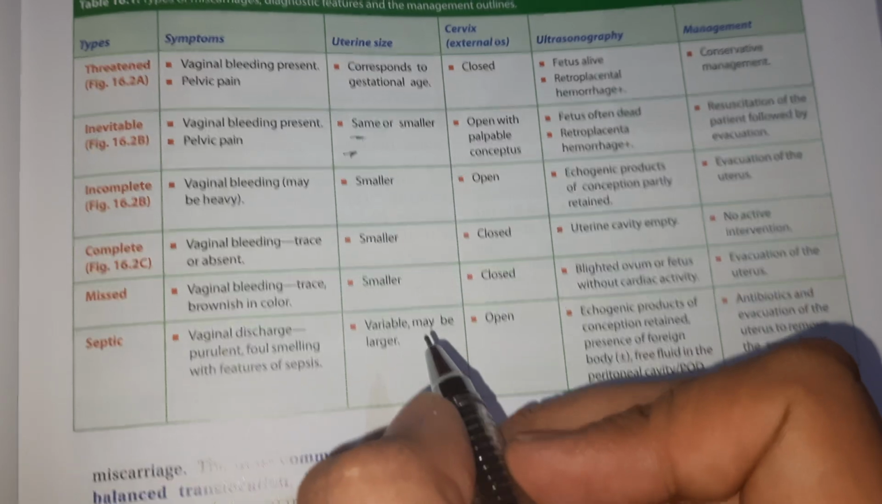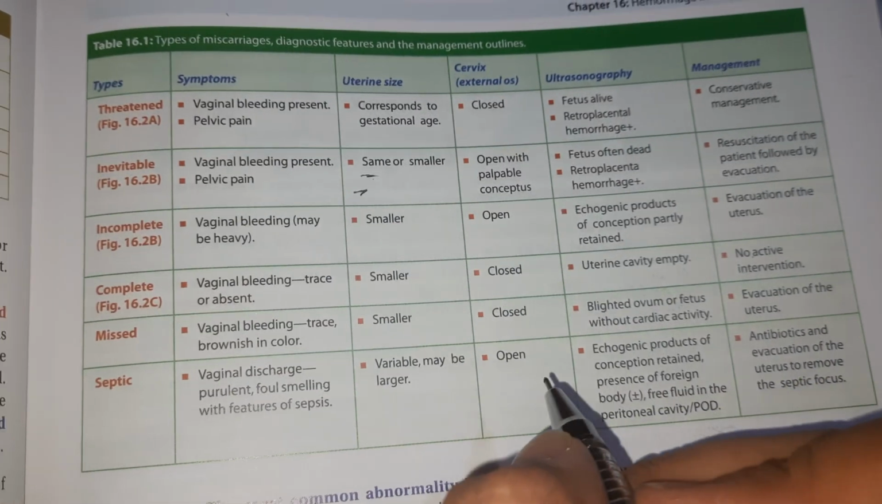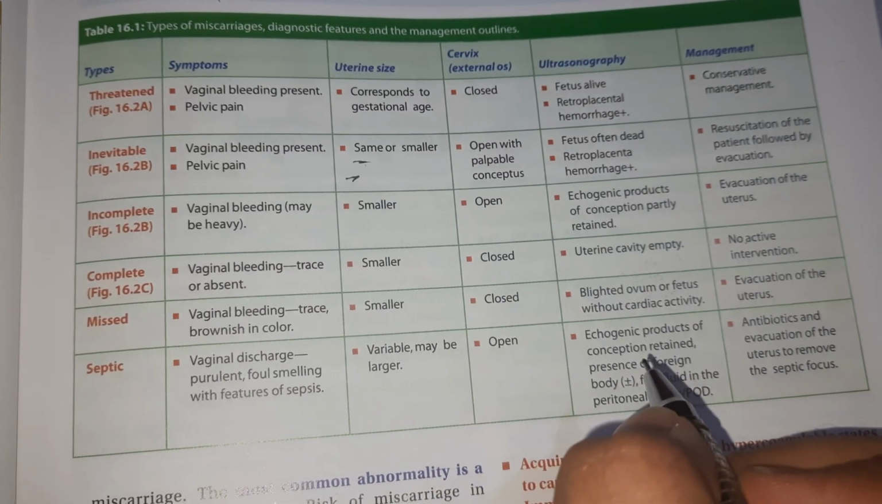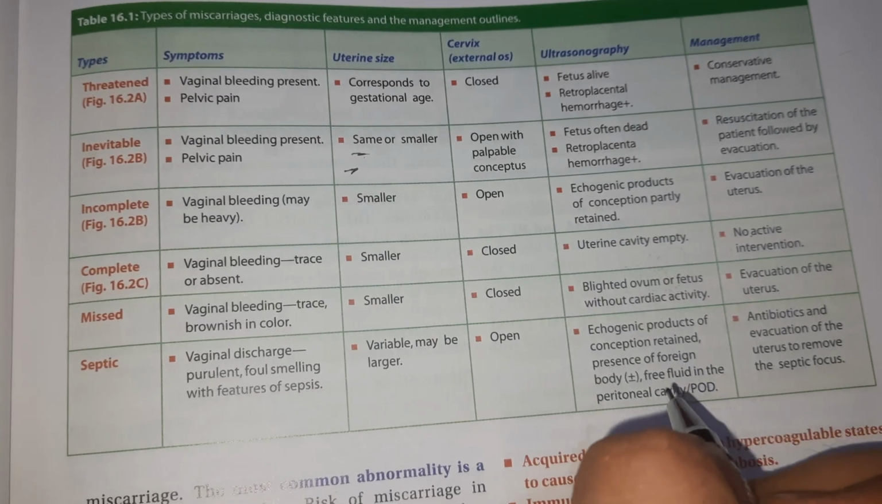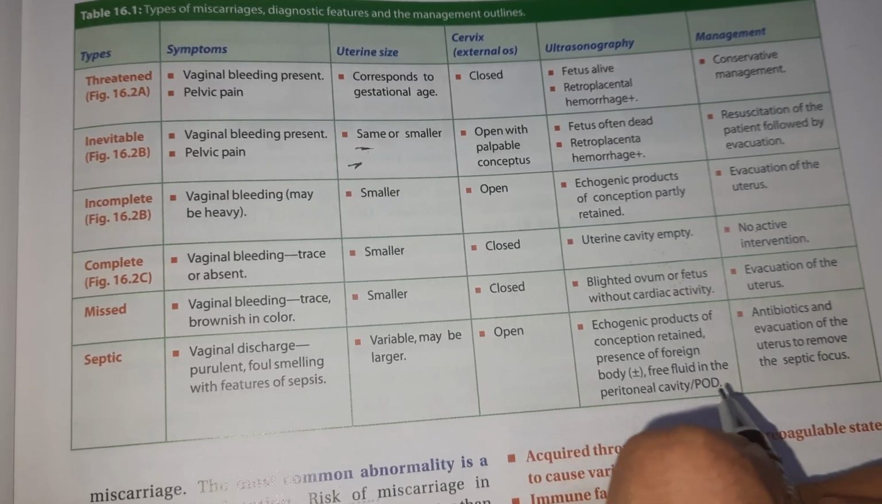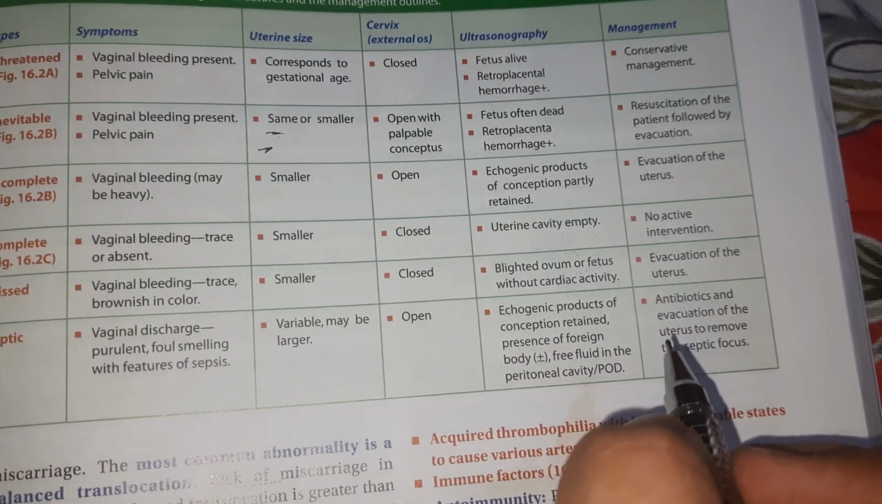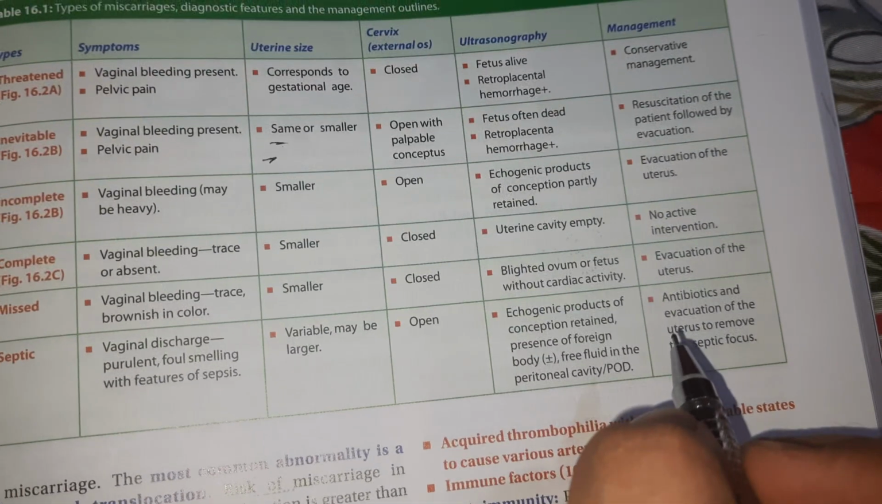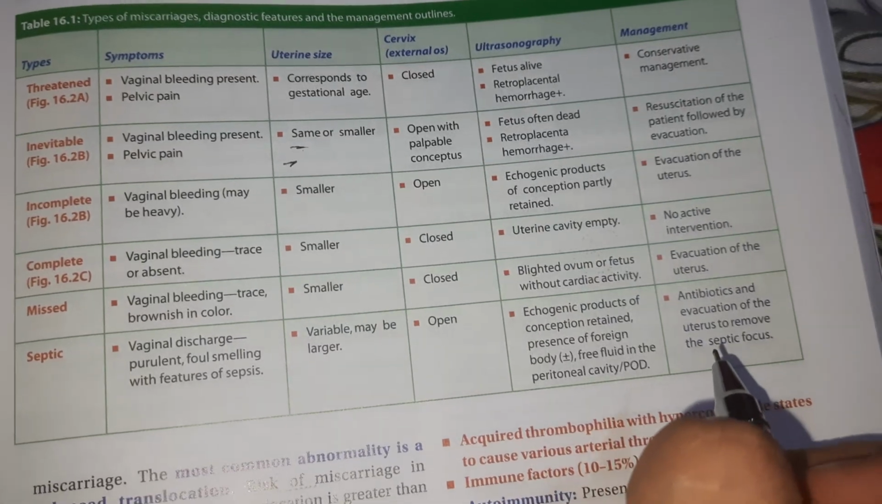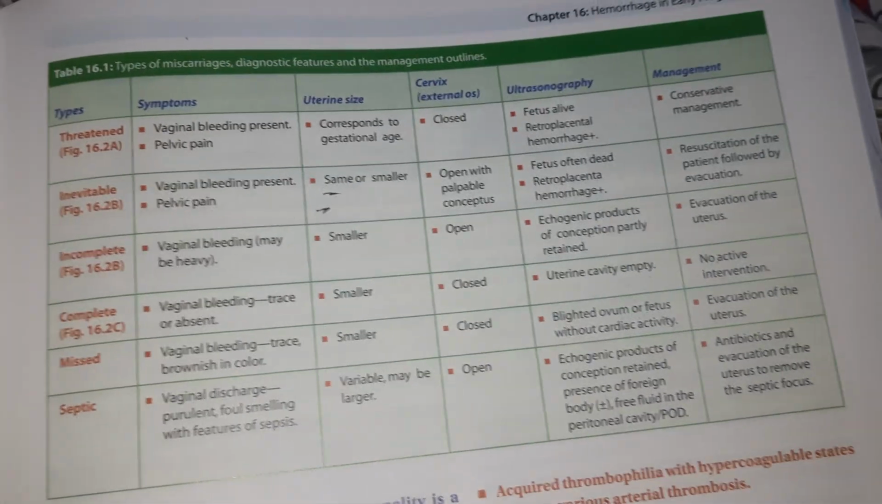Finally, we have septic abortion, where vaginal discharge is prevalent, and per speculum shows features of sepsis. The uterine size may be variable, and the cervix is open. Echogenic products of conception are retained, a foreign body may be present, and there is free fluid in the peritoneal cavity or pouch of Douglas. Antibiotics and evacuation should be done to remove the septic focus. So that is all.